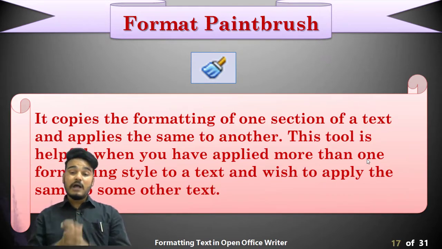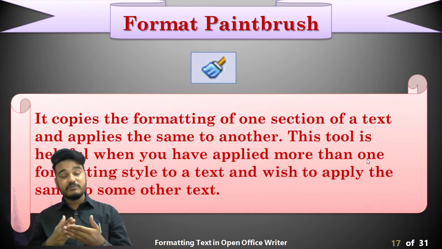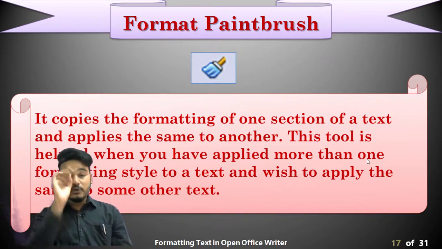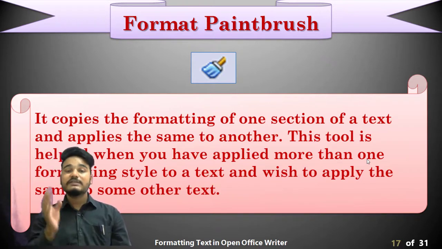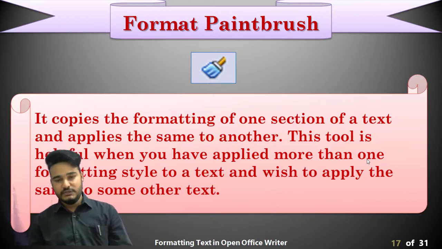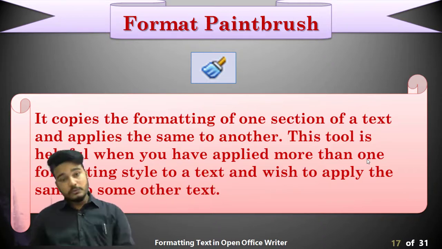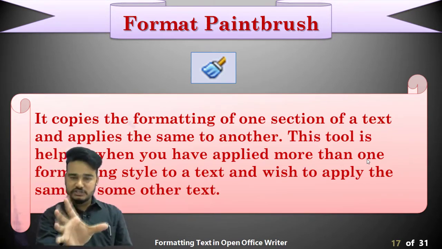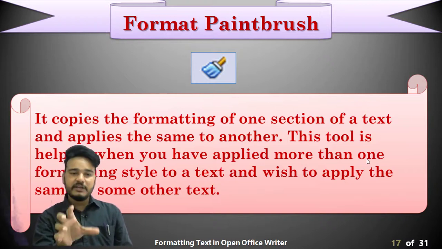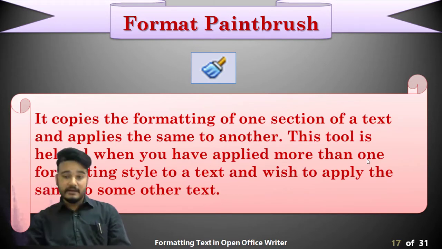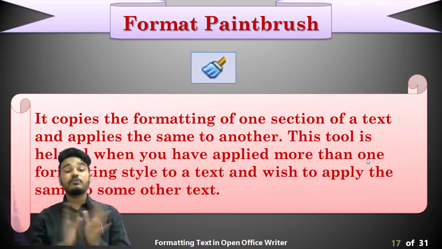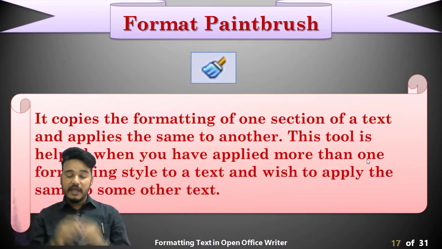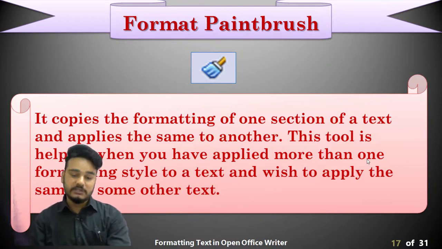But now आपको उस जो आपके फ्रेंड्स के नाम आपने टाइप किए, you want to apply the same formatting of your name to their name. So that time this format paintbrush option will be used. So format paintbrush is used for copying that particular formatting of one section or one line or a text and applying the same to another. Okay, and this tool is very helpful when you have more than one formatting style that you have applied and you wish to apply the same to other text also.